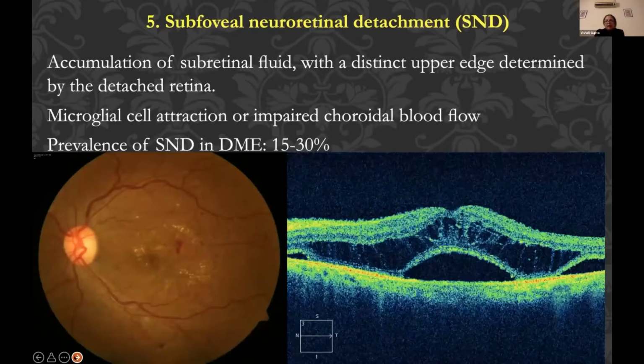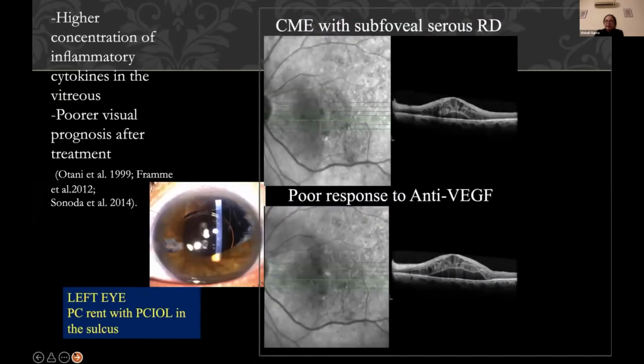The fifth biomarker is the presence of subfoveal neuroretinal detachment. As you can see, many of our patients do have this. It is again a sign of an underlying inflammatory pathology because microglial cells attract, or there could be just impaired choroidal blood flow. This kind of detachment might be seen in 15 to 30% of patients with diabetic macular edema.